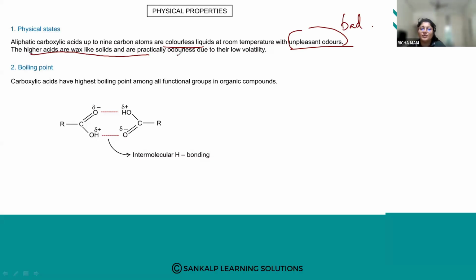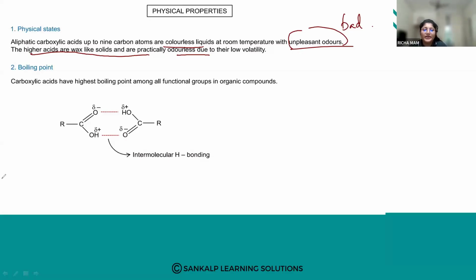And they are practically odorless. They have some smell, but it is not bad. So aliphatic carboxylic acids up to 9 carbon atoms are colorless and have an unpleasant odor. The higher acids are wax-like solids and are practically colorless.